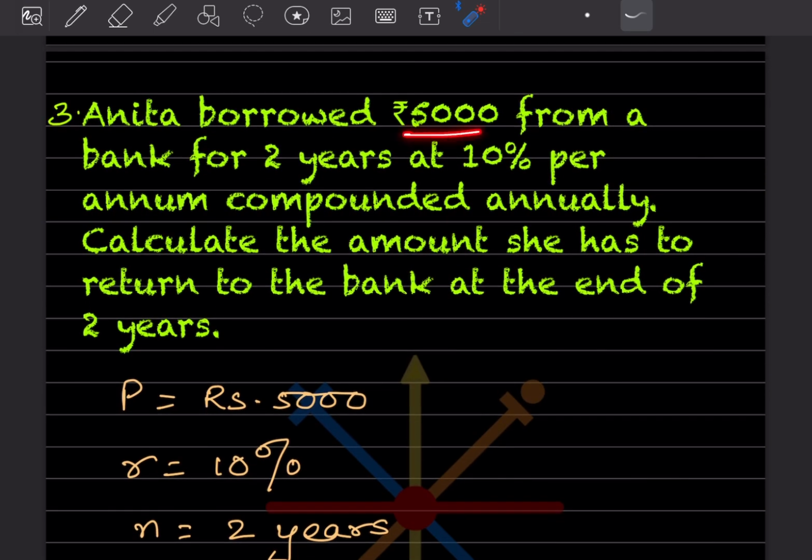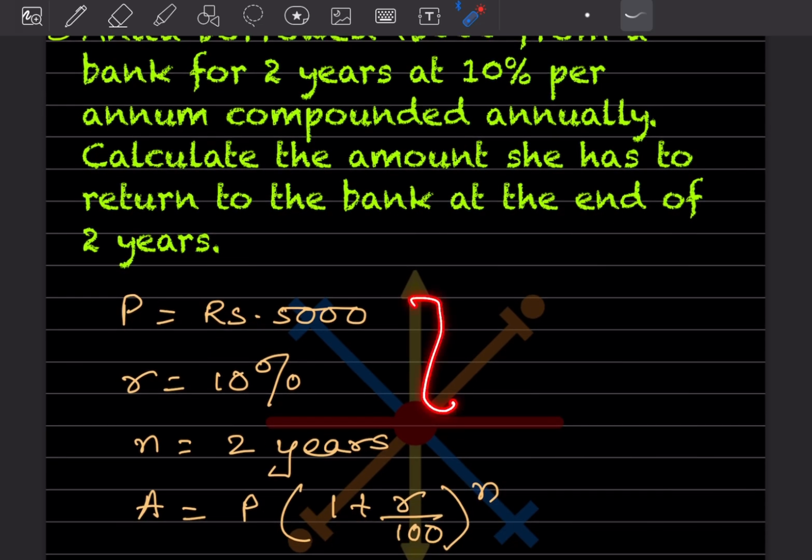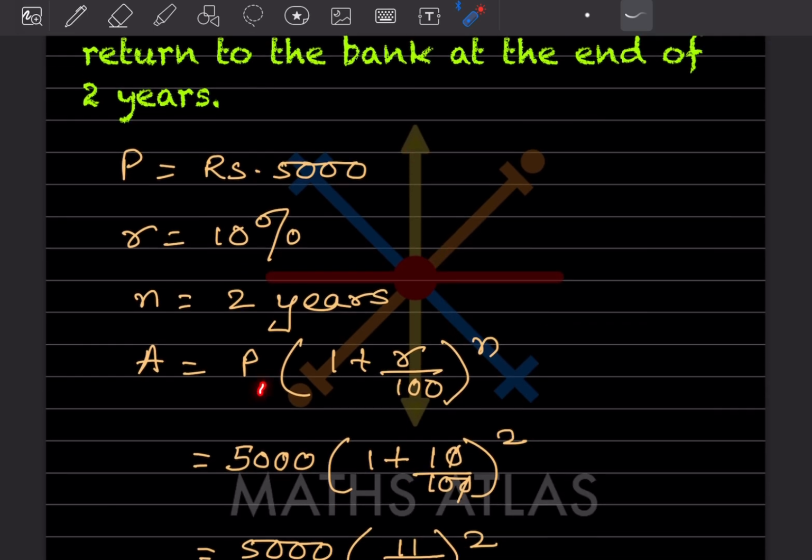Anita borrowed 5,000 from a bank for 2 years at 10% per annum compounded annually. Calculate the amount she has to return to the bank at the end of 2 years. So here again the same thing, the given things, use the same formula. So here the principal is 5,000, here 10 by 100 raised to 2.